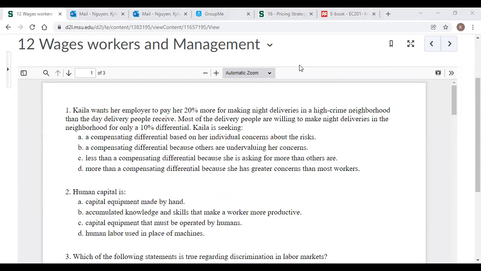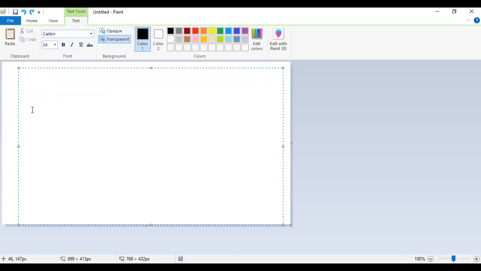All righty. And we're going on to wages. Kayla wants her employers to pay her 20% more for making night deliveries in a high crime neighborhood than the day delivery people receive. Most of the delivery people are willing to make night deliveries in the neighborhood for only a 10% differential. Kayla is seeking, and this is where the problem ends. So what's important to note here is what is a compensating differential?